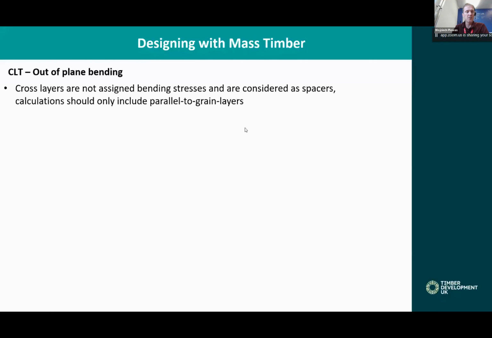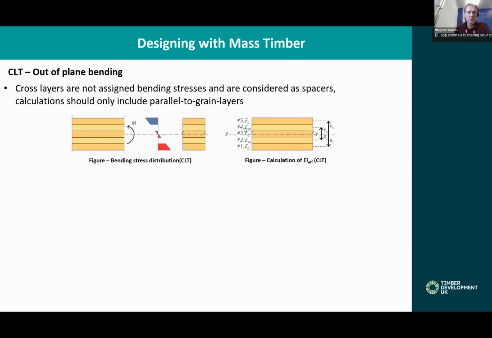Okay, now a little more structural engineering. I will be talking to structural engineers or people interested in structural design. So I chose CLT as my case study to show you some interesting things that should be considered when designing CLT. When the panel is subjected to bending stresses, those bending stresses are generally carried by the boards that are running parallel to the grain of the layers, whilst the perpendicular or cross layers do not carry any bending stresses. This is not exactly true, but for the sake of design, we assume that's the case. So the cross layers are assumed as spacers.